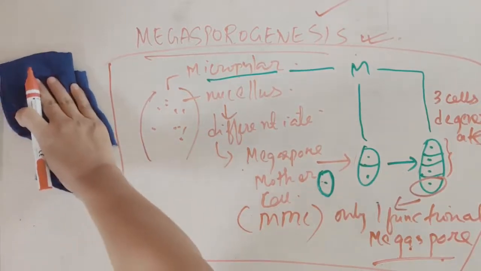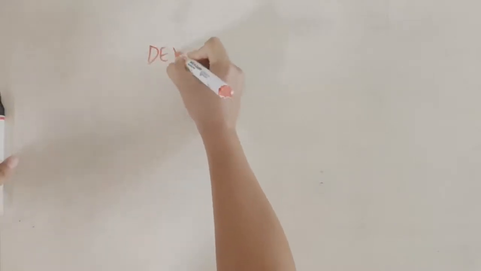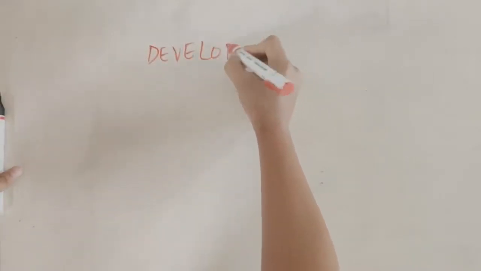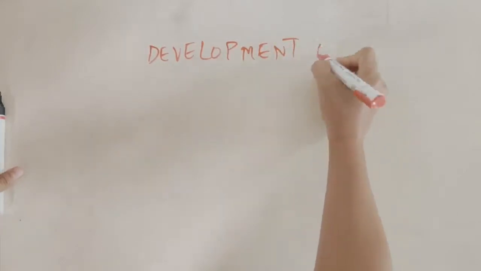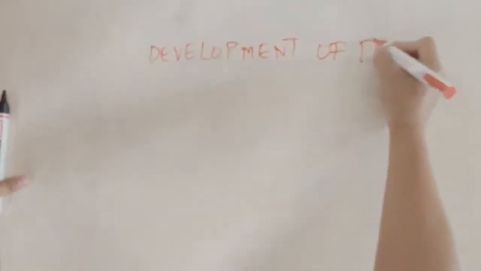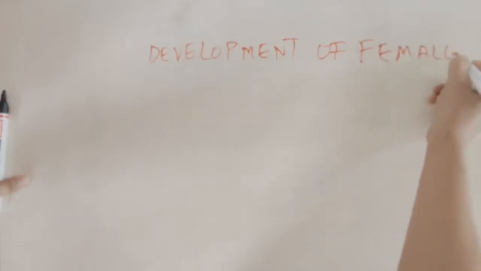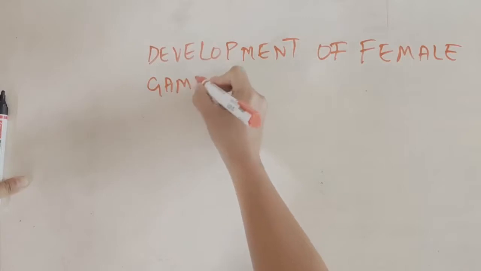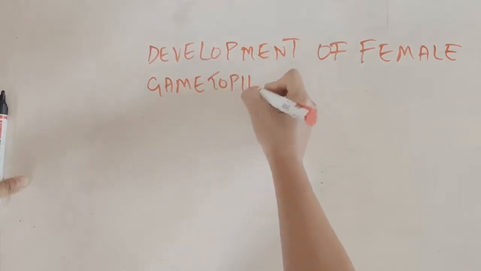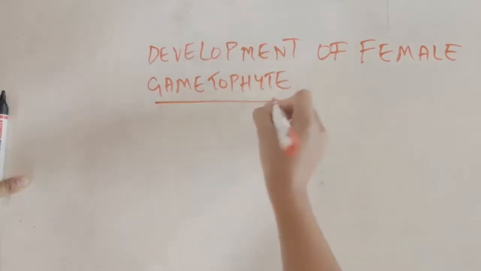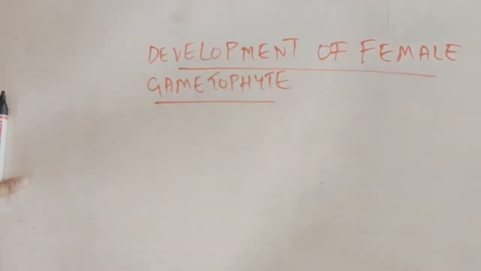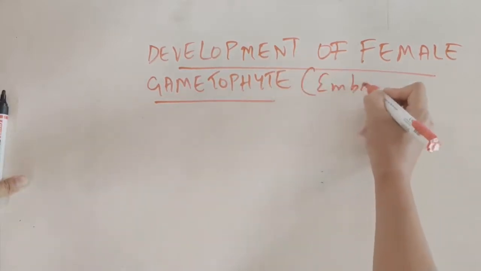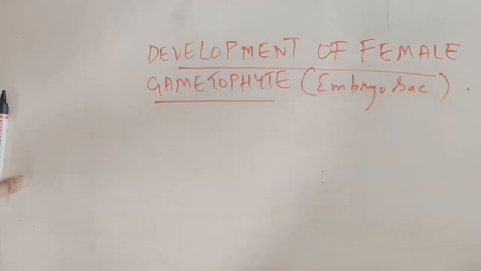I think I'll erase now if you understand. Now, we have the functional megaspore, and continuing on, we can call it: how does the embryo sac develop? Development of a female gametophyte. We saw the male gametophyte here. A gametophyte is a structure which can produce gametes. The male produces pollen grain, so the male gametophyte is pollen grains. Here the female gametophyte is the embryo sac because we will get the egg inside this.